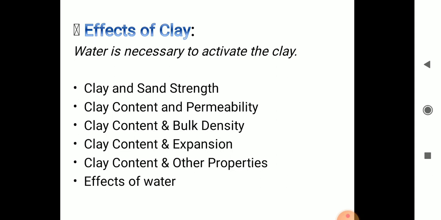Now, this video is very important to ask in a GTU exam. Types of molding sand and the characteristics of molding sand are very important, asked for 7 marks in the GTU exam.